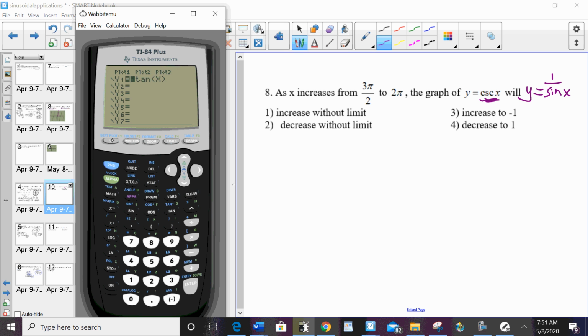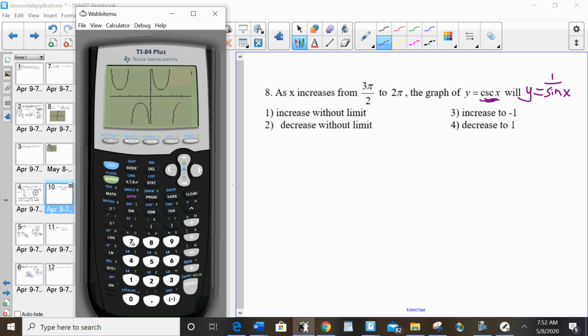So if I go to y equals, alpha y equals, enter 1 over sine x. Again, that's how I would type in cosecant. There's no cosecant button. I have to put in 1 over sine. Again, I'm going to do zoom 7.